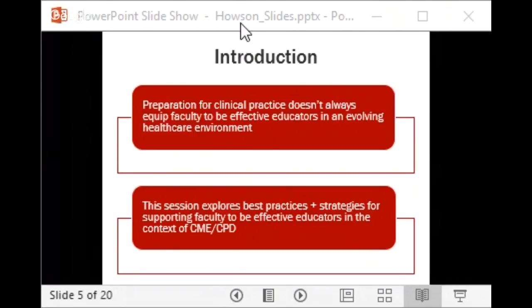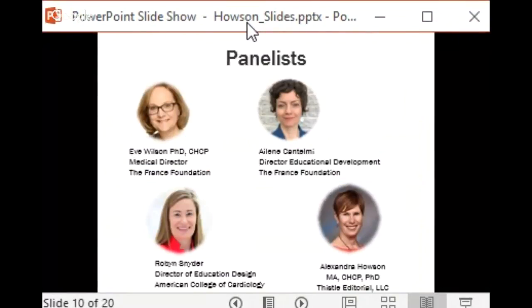And this panel is comprised of Robin Snyder, who is Director of Education Design at the American College of Cardiology. We also have Eve Wilson, who is Medical Director at the France Foundation, and Eileen Kotelny, who is Director of Educational Development, also at the France Foundation.